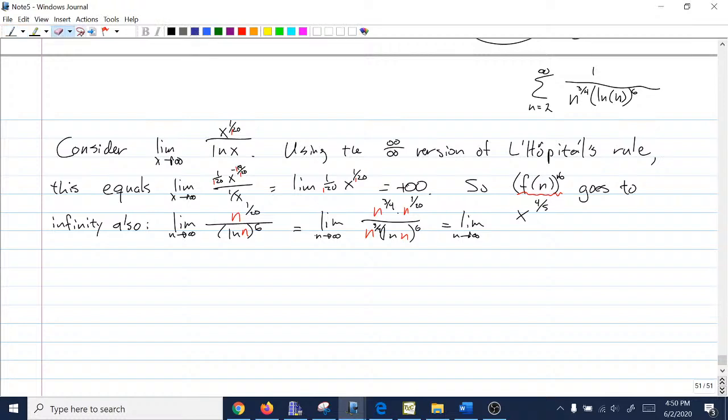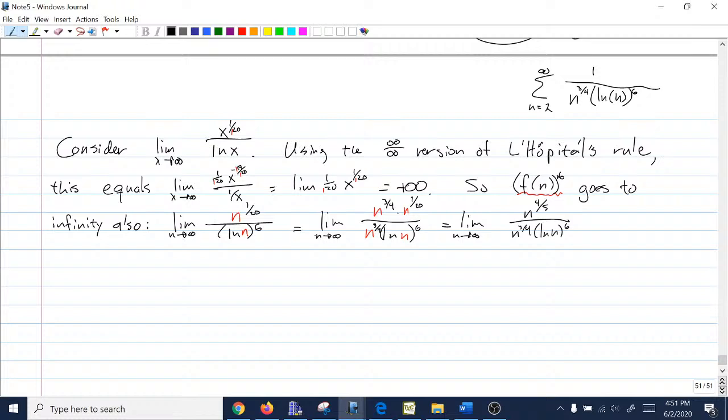So I get the limit as n goes to infinity of n to the 4/5 over n to the 3/4 log n to the 6th. Why am I switching between sequence and function? I can't talk about the sequence and use L'Hopital's rule. You can't take the derivative of a sequence. So at some point I have to be talking about the function. At some point I'm going to have to transition from the function to the sequence.